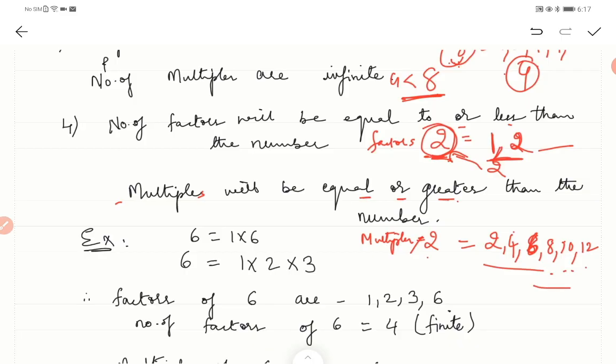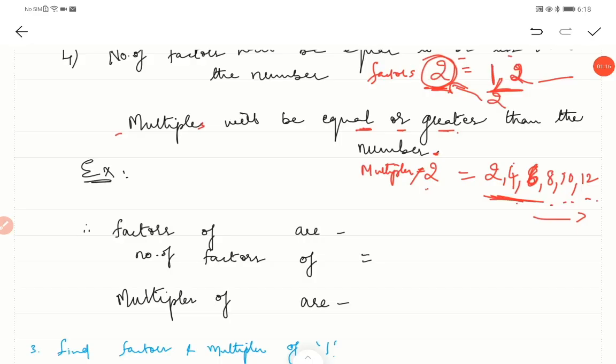So multiples of 2 will be equal or greater. You cannot know how many multiples you have, that is, there are infinite multiples. So obviously the number of multiples will be equal to or greater than the number itself. I will take one more number as an example and explain the properties, and then we can stop.